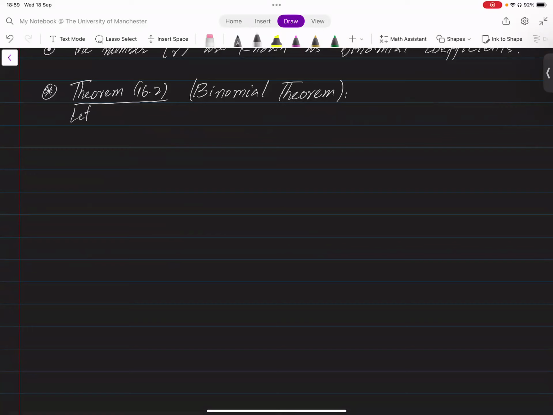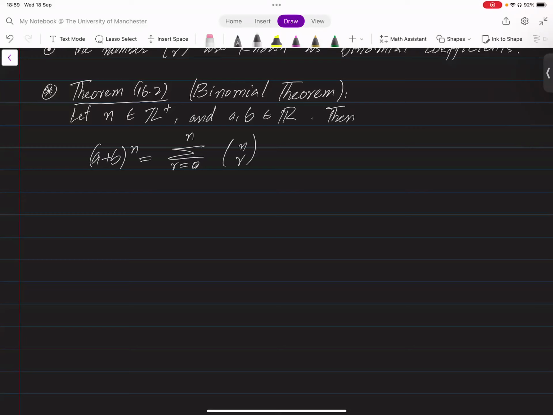It says that let n be a positive integer and a, b be real numbers, then (a plus b) power n is the sum, r from 0 to n, of n choose r, a power n minus r, b power r.